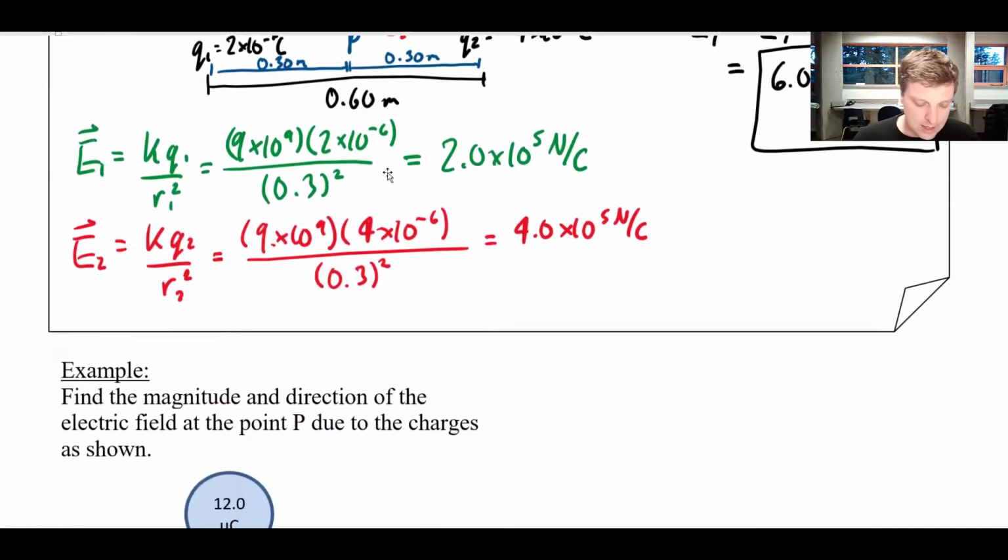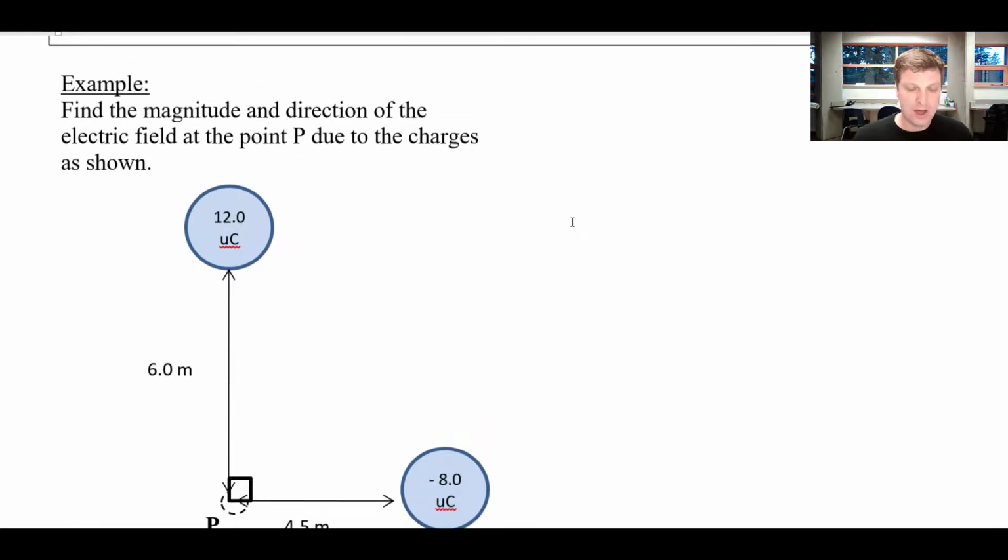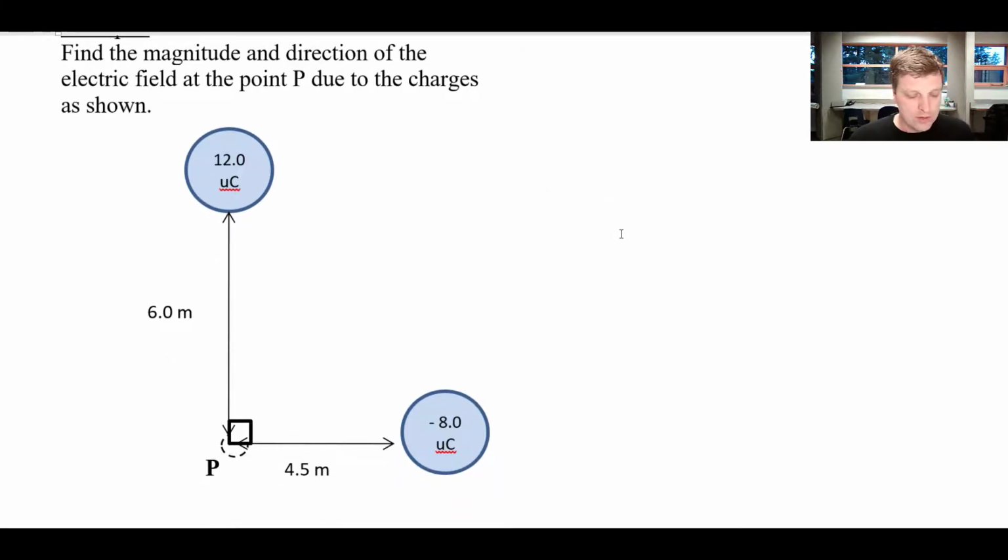Okay, one last example. So what happens if we've got fields or forces, for that matter, happening in 2 dimensions? So I've got 2 charges that are sitting here, and I want to figure out what is the magnitude and direction of the electric field at the point P shown down here due to these 2 charges. Maybe I'll just call this first one here Q1, and I'll call this charge here Q2. And Q1 is a 12 microcoulomb charge. It's a positive charge. And Q2 is a negative 8 microcoulomb charge.